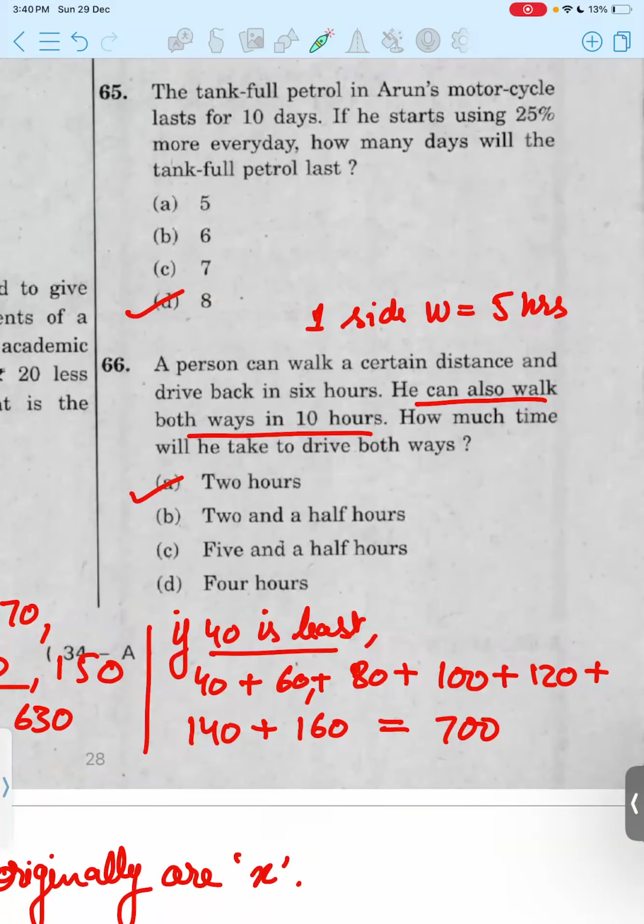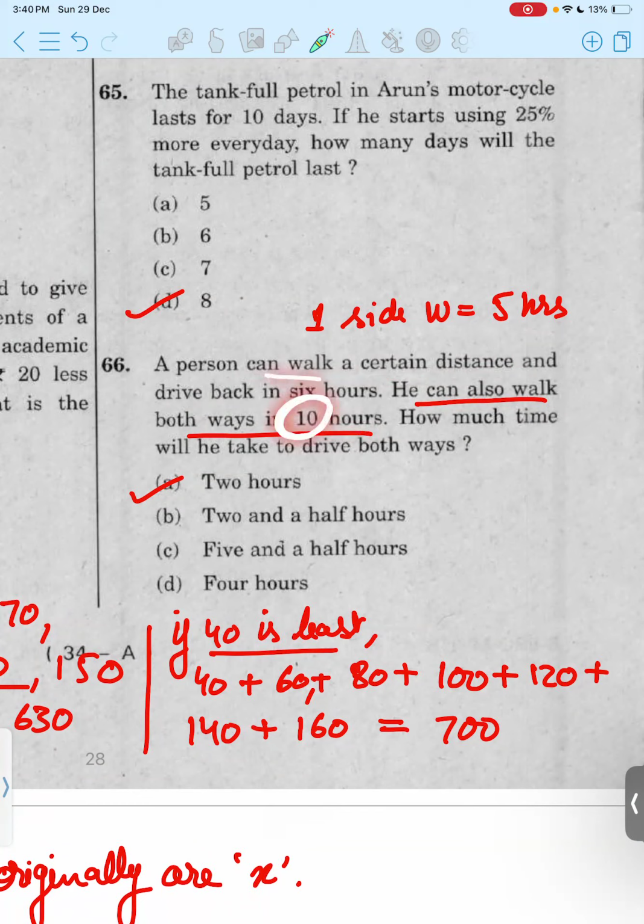For 66, we see simply this does not need any kind of calculation. You can solve it through mental calculation. A person can walk a certain distance, and then drive back in 6 hours. He can also walk both ways in 10 hours. So if we break this down into two halves, both sides the person is walking and time is 10 hours. So it means one side it is taking 5 hours to walk.